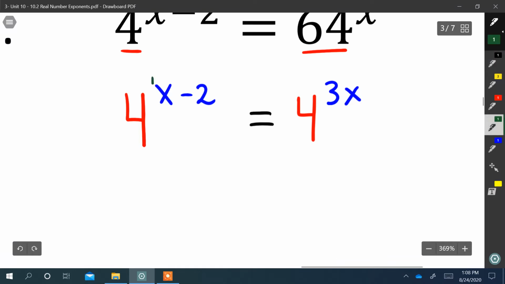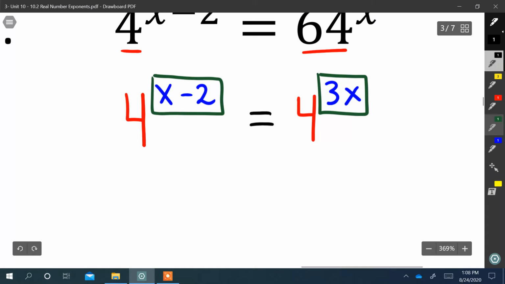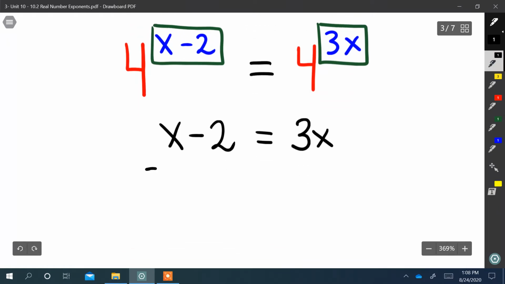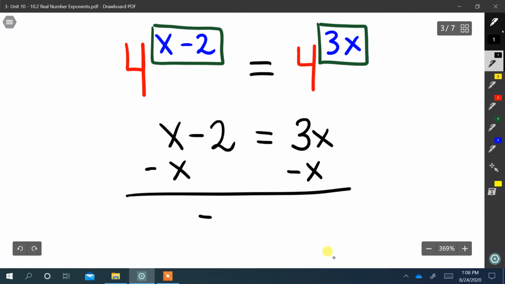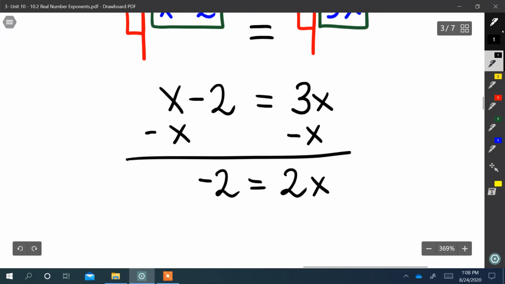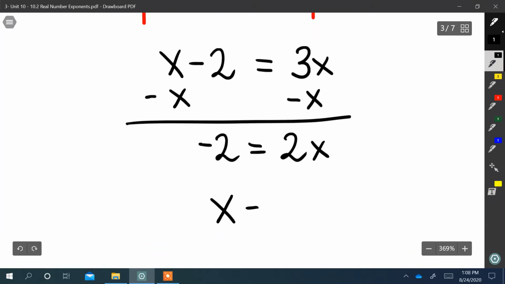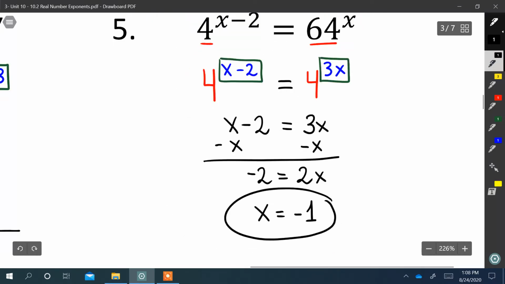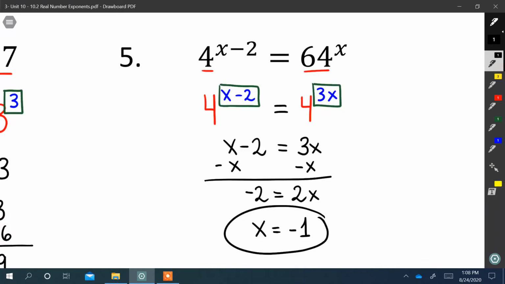Now you can see that this and this are equal to each other. We have x minus 2 is equal to 3x. Let's go ahead and subtract x on both sides. That way we get negative 2 is equal to 2x. Divide by 2 on both sides and you will see that you get negative 1 as your answer.